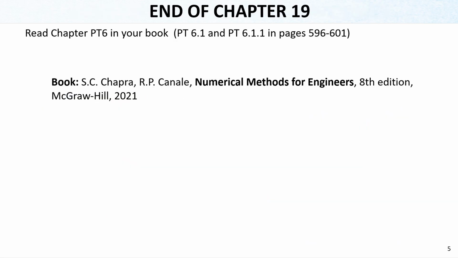This is the end of chapter 19, and this chapter was about numerical integration and differentiation, just an introduction to that, and it is in your book, chapter part PT6, PT6.1 and PT6.1.1. You can read these to have further information about the topics in this chapter.